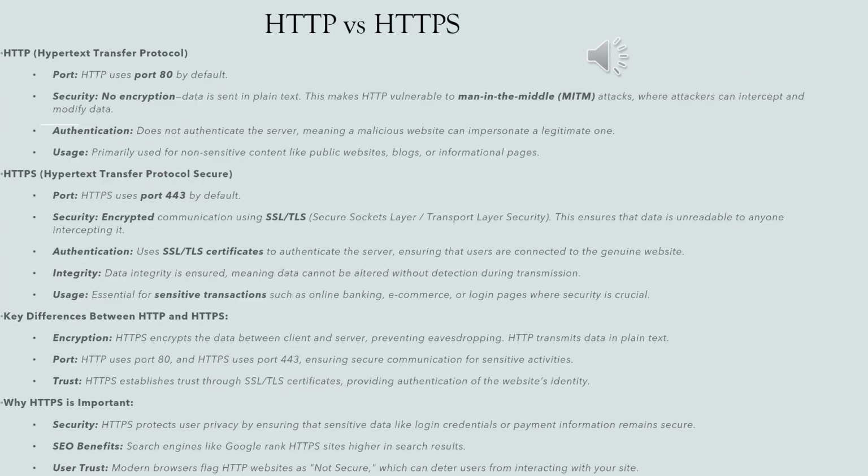Now going over the differences between HTTPS and HTTP. There are a lot of differences that we need to talk about, and the versus between them. So the Hypertext Transfer Protocol, like I said on the slide before this one, uses port 80 by default. One of the security issues is no encryption. Like I said on the last slide, the data is sent in plain text.